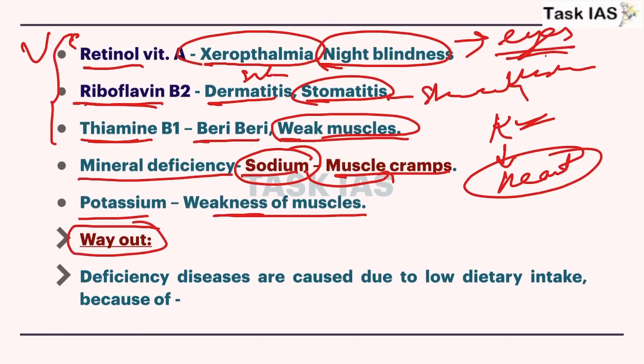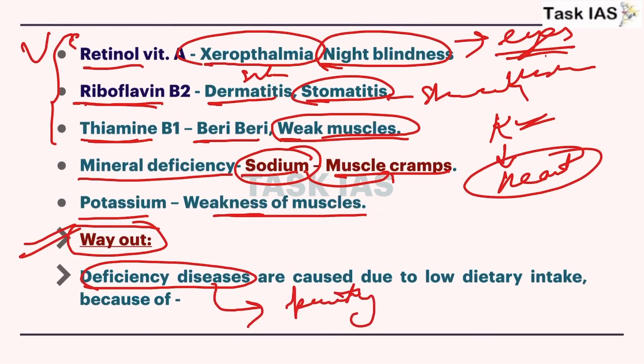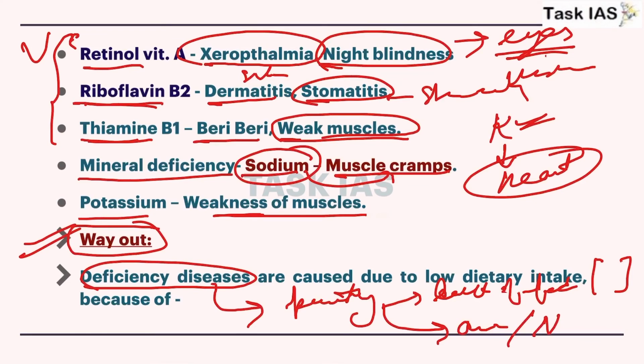What is the way out? What should be done? Firstly, deficiency diseases are because of poverty, because there is lack of food, because accessibility is not there for all individuals, especially the below poverty individuals. And the second factor is that there is lack of awareness regarding a proper nutritional diet, and due to that, there may be enough food but nutrition is lacking, and this led to the problem of hidden hunger. So you can correlate with your GS points.